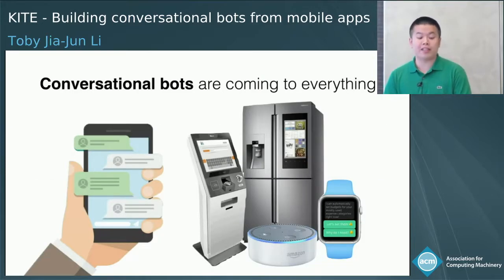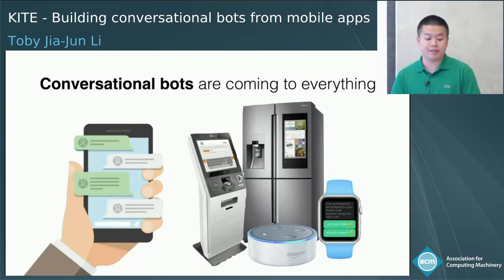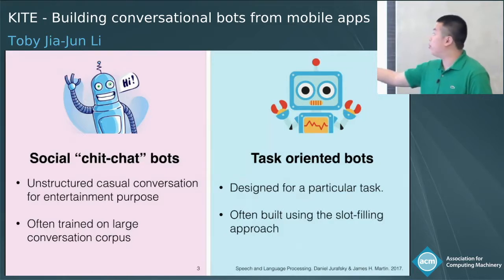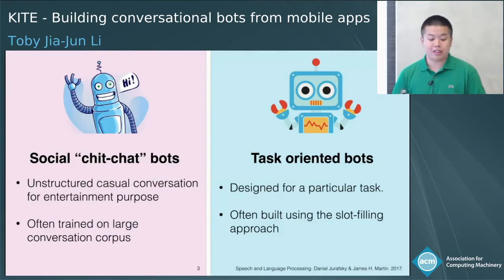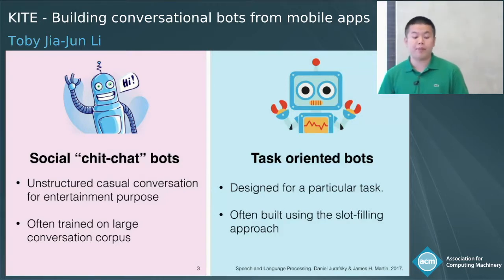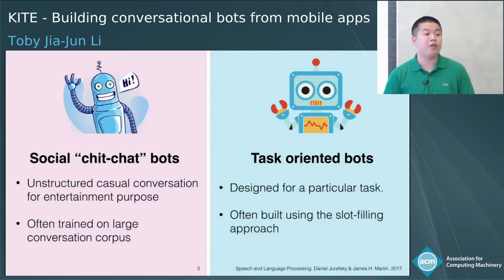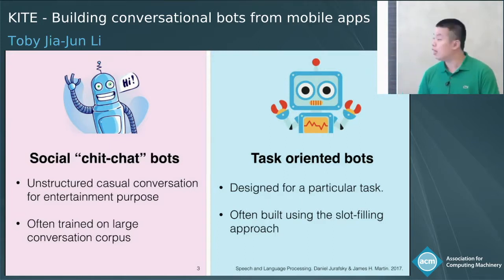Recently, conversational bots are getting increasingly popular and are coming to all kinds of devices. They can be divided into two categories. There are social chit-chat bots designed for maintaining unstructured casual conversations, often for entertainment purposes. There are also task-oriented bots whose main purpose is to help users complete a task.